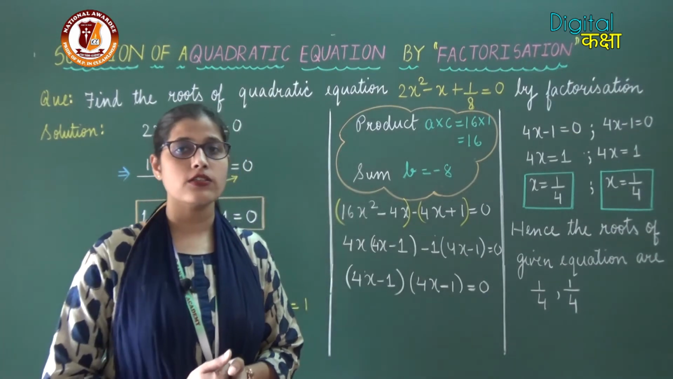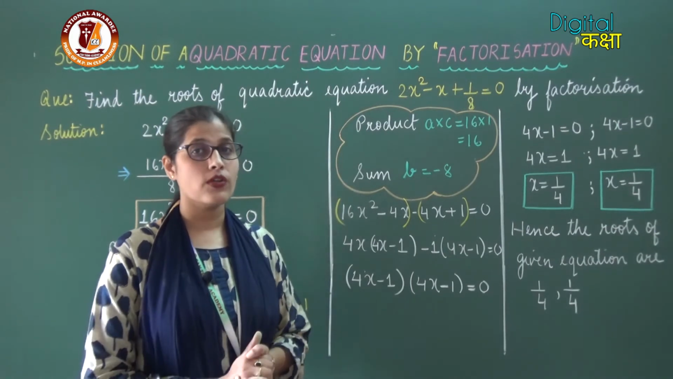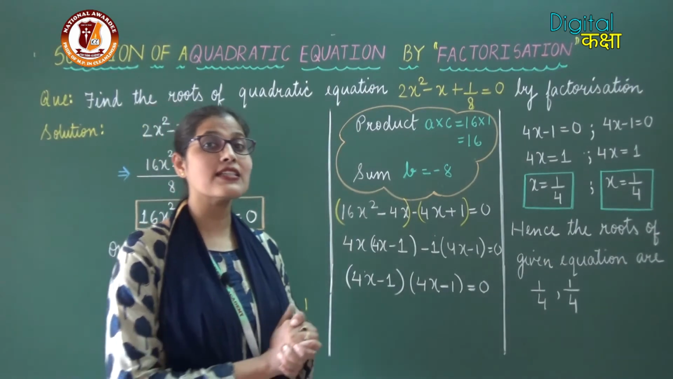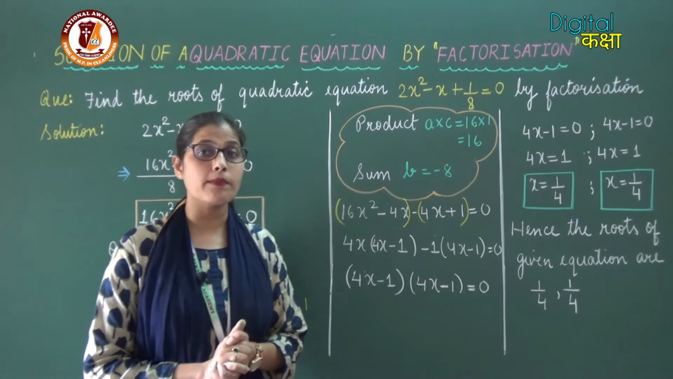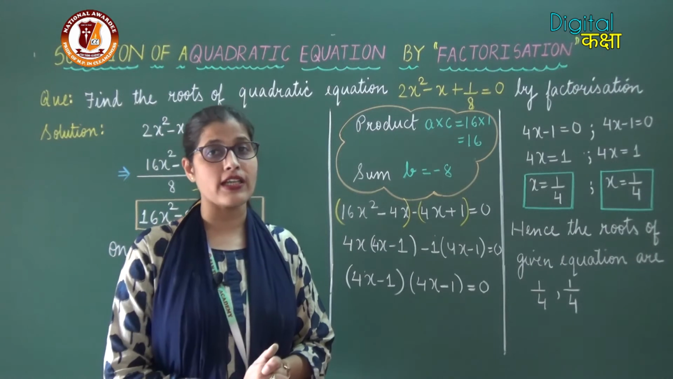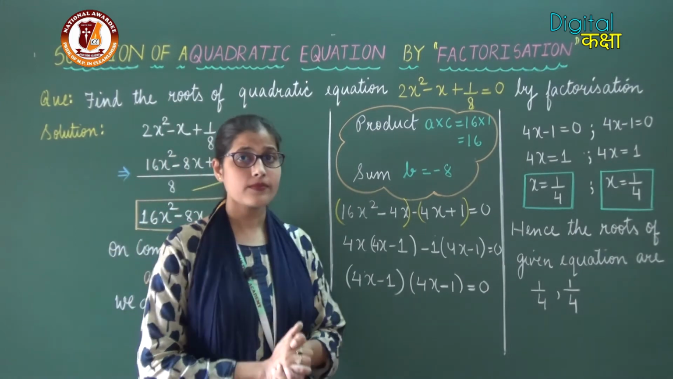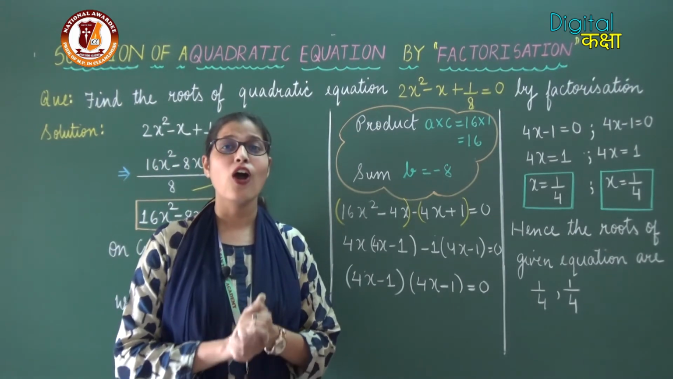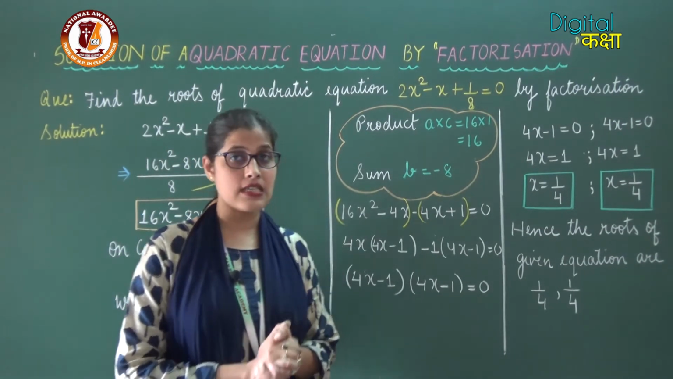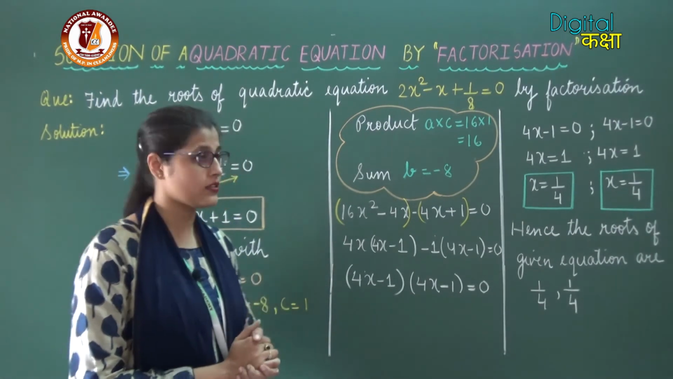If I take the factors as 4 and 4, 4 fours are 16 and 4 plus 4 will be equal to 8, but since I want minus 8, I will be multiplying minus 4 by minus 4, as minus 4 into minus 4 is equal to positive 16, and on adding minus 4 and minus 4, we will be getting our sum as minus 8. So, let us continue with these factors.